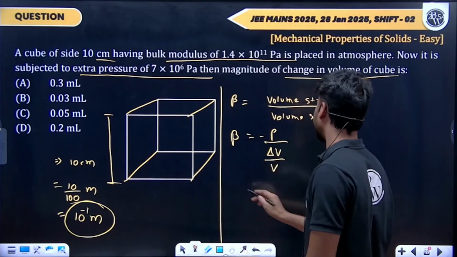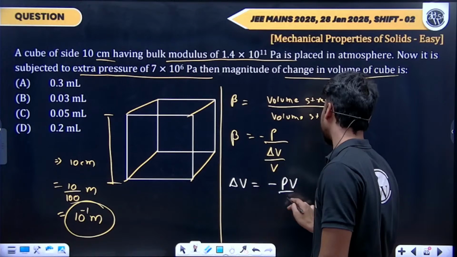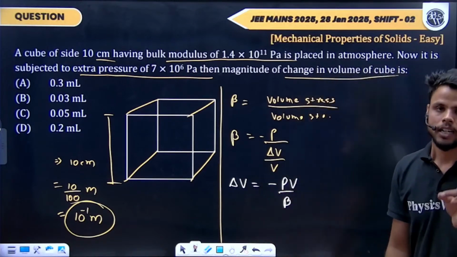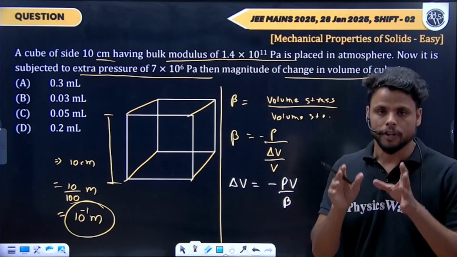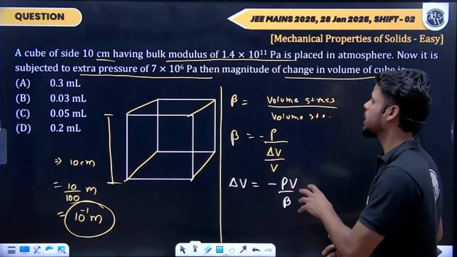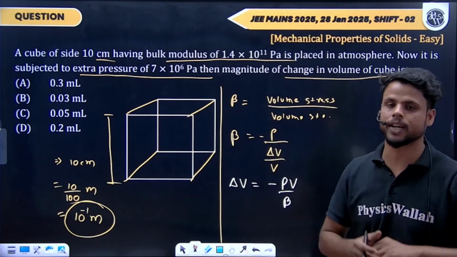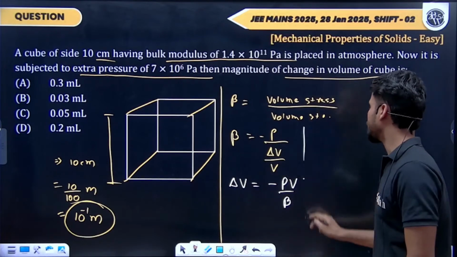Now from here we can say that delta V is minus of PV upon bulk modulus. As you can see, delta V is negative, it says that if we are applying a certain amount of pressure, then its volume will certainly decrease. But in the options we are seeing that all the options are positive. So we have to only mark magnitudes.